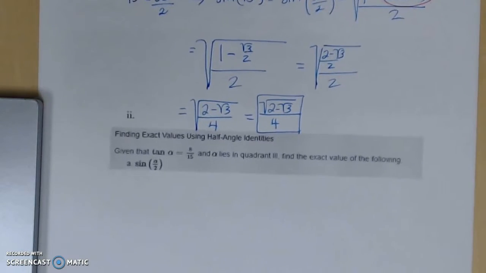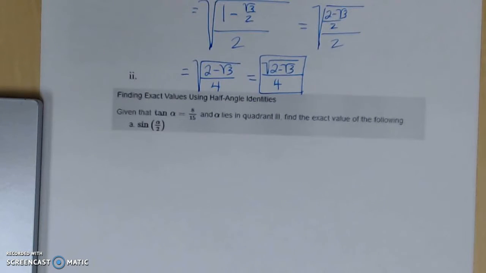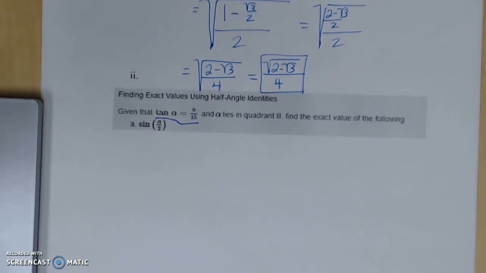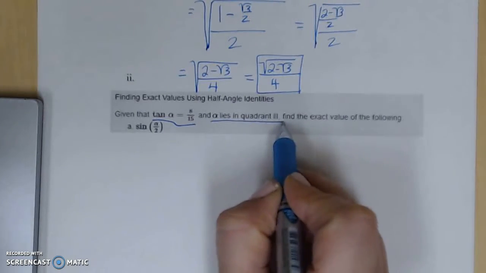Now in this next example, we are going to follow the how-to, and this will be our last example for this section. What we want to do is use what they have given, just like we did at the very beginning of part 1 of this lecture. Use what they have given, draw a picture, relate it, then execute it. So first of all, it says tangent of alpha is equal to 8 over 15. And it says that this alpha lies in quadrant 3.